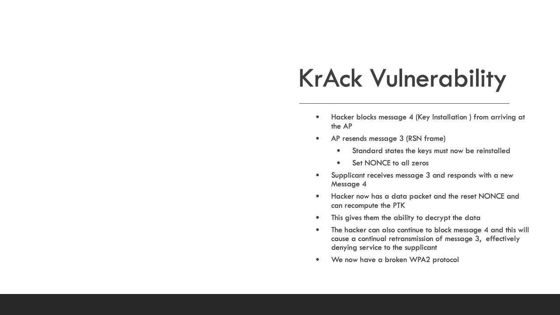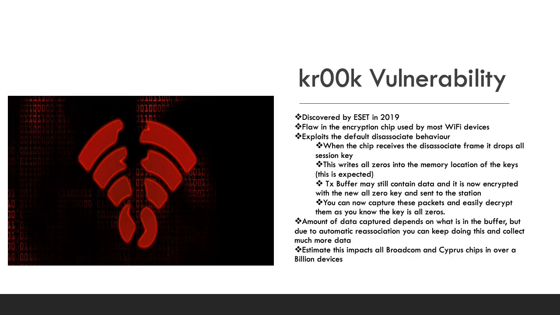The most recent hack found is the Kr00k vulnerability. This was only discovered by ESET in 2019, and it exploits a vulnerability in the way the encryption chips have been designed. Now, it relies on the default or standard disassociate behavior. When a chip receives a disassociate frame, it drops all session keys, or deletes all session keys. And in a computer, you can't delete things. So what it does is it writes all zeros into the memory locations that stored the session keys. This is the expected behavior.